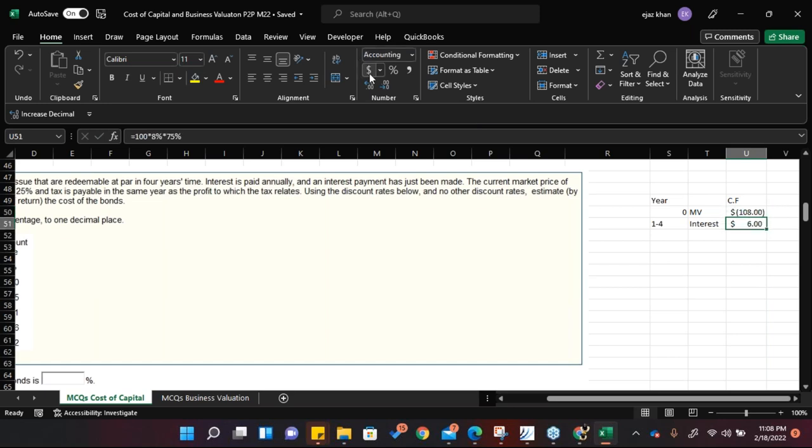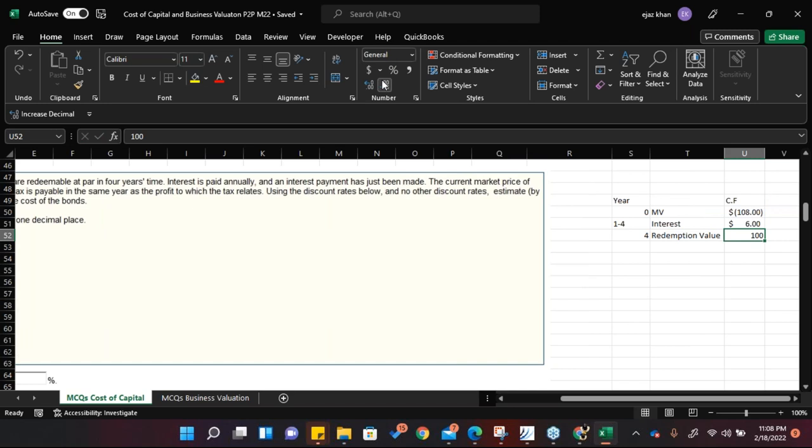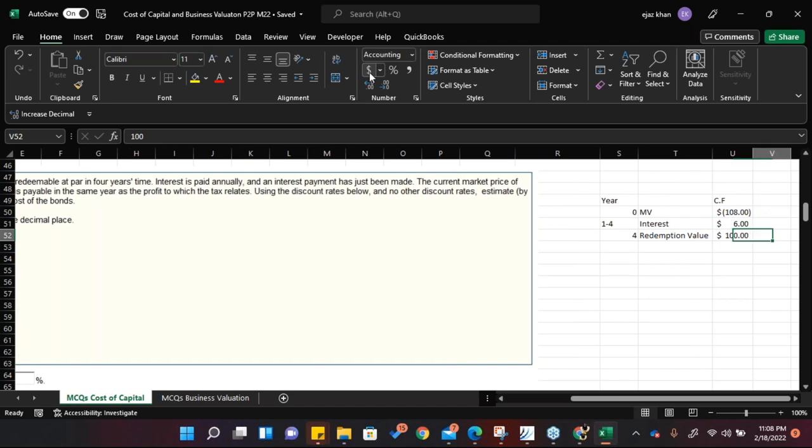This is what we are going to invest today so that we can receive this $6 for 4 years. And after 4 years, we will get our value back. That's called redemption value. And in our case, it's just $100. So we'll be getting $100 back. That's cash inflow for investor. So from investor's perspective, that's the investment. That's why we have written it as a minus figure.